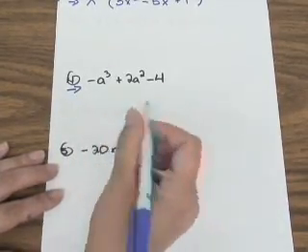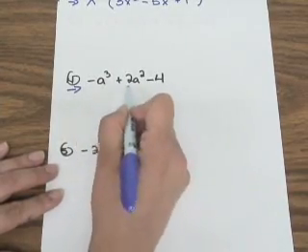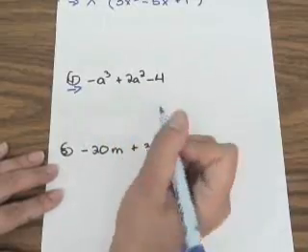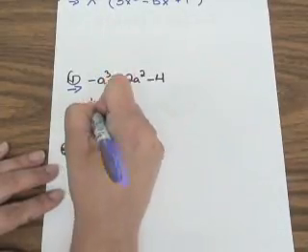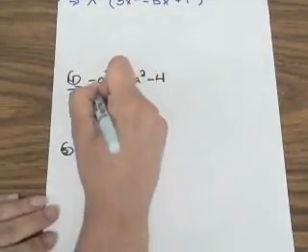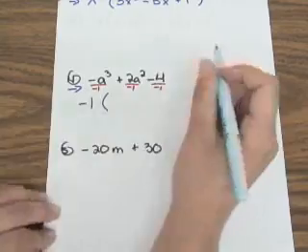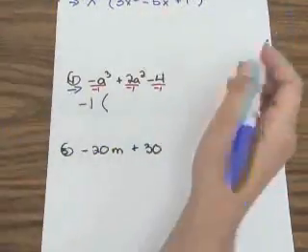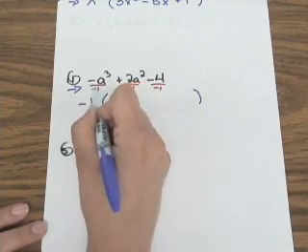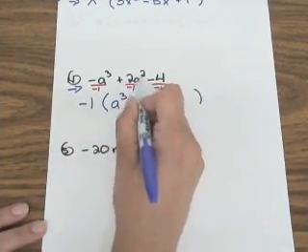Now again, if that's going to be my greatest common factor, you need to divide each term by that to find out what answers are going to go inside of my parentheses. So negative a cubed divided by negative 1 is going to give me a positive a cubed. A positive 2a squared divided by negative 1 is going to give me a negative 2a squared. And a negative 4 divided by a negative 1 is going to give me a positive 4. That would be my final answer after factoring out the negative 1.